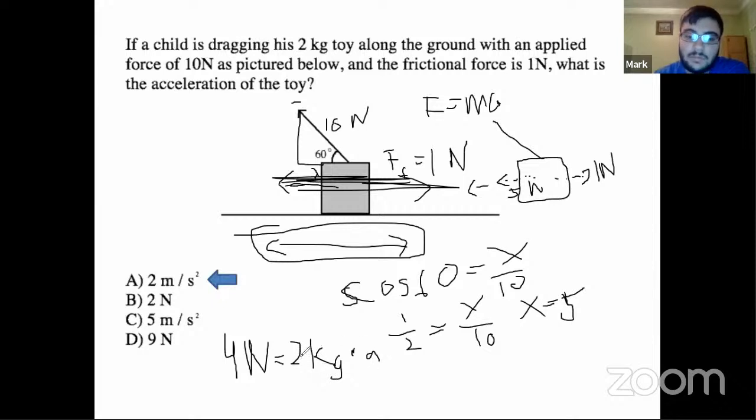Now we can just do simple math. 4 newtons divided by 2 kilograms is equal to 2 meters per second squared, which is the answer choice.